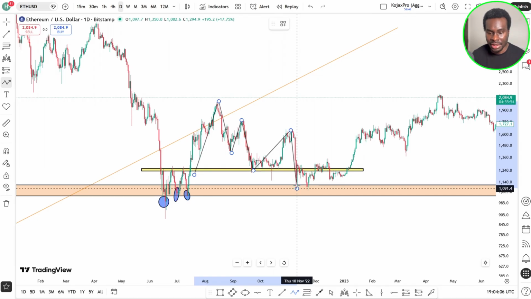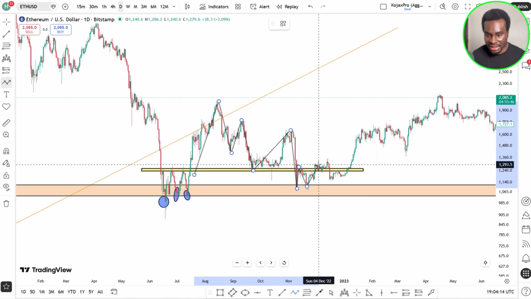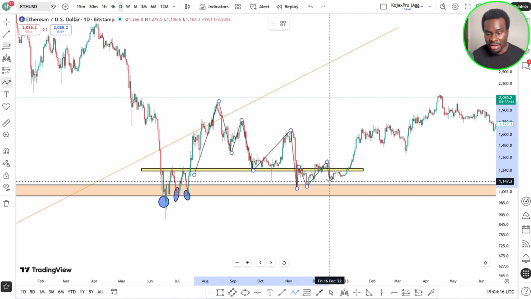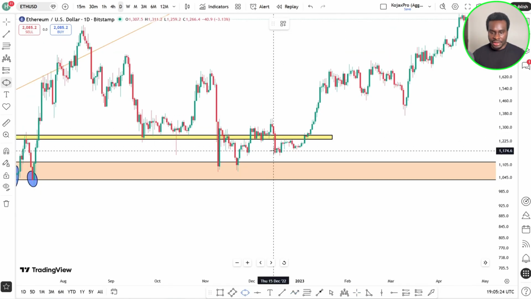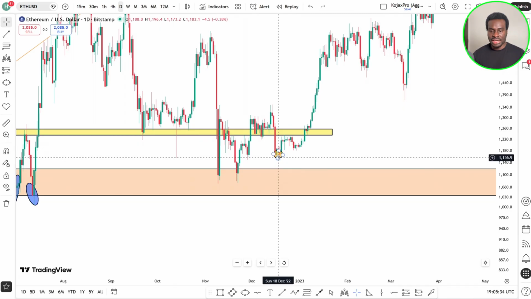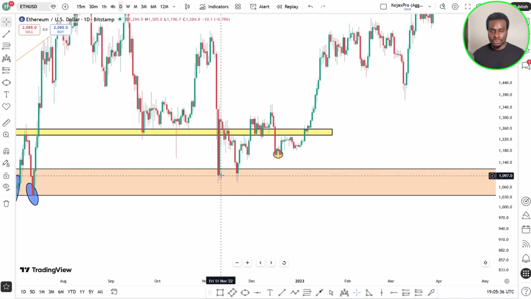So after it broke below here, I still waited for a chart pattern to form again. Now this is the left shoulder, this is the head, and if you look at it, the right-hand side also looks like a right shoulder. Now after we broke above this level, we eventually created a higher low there. So you can see this higher low is higher than these two lows right about here.